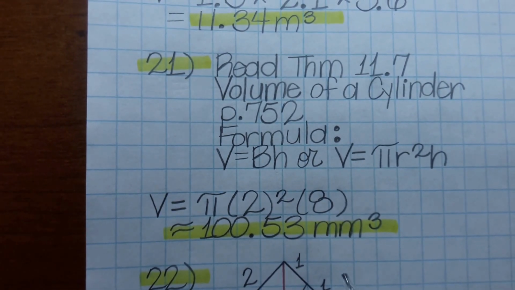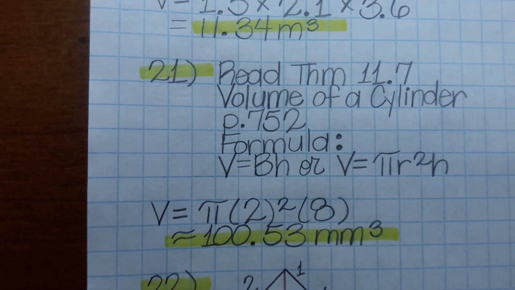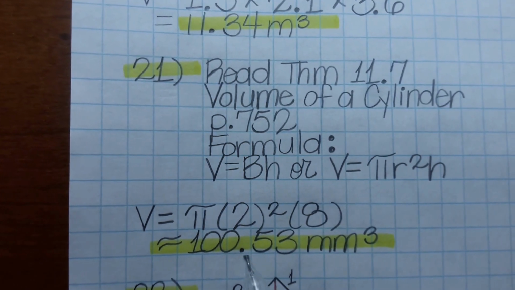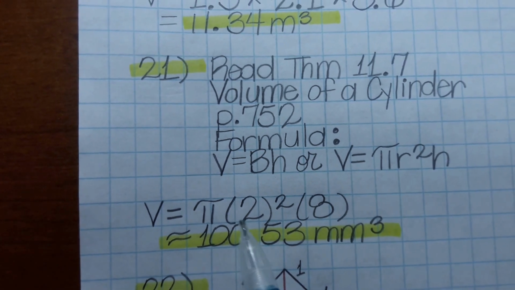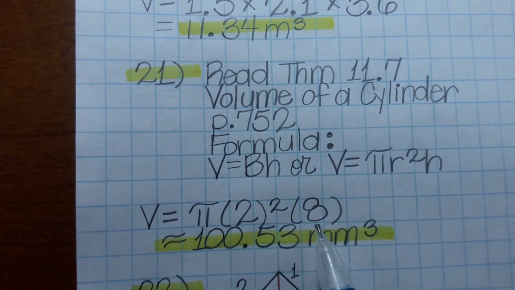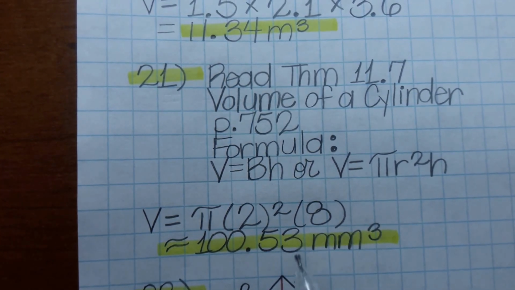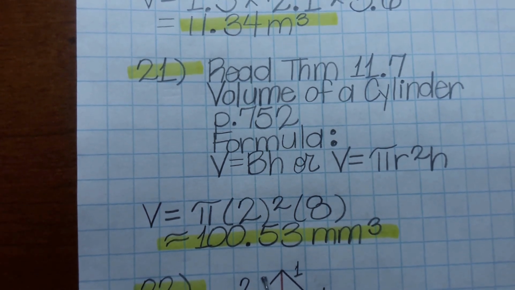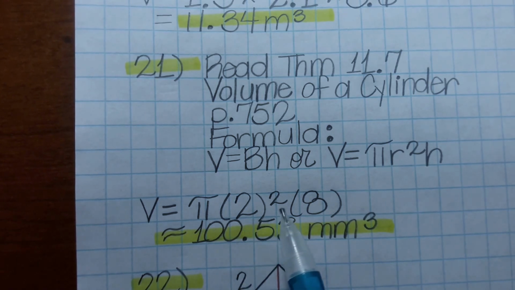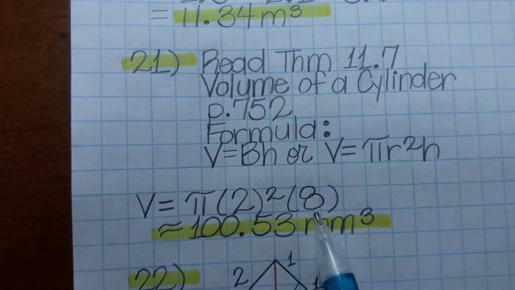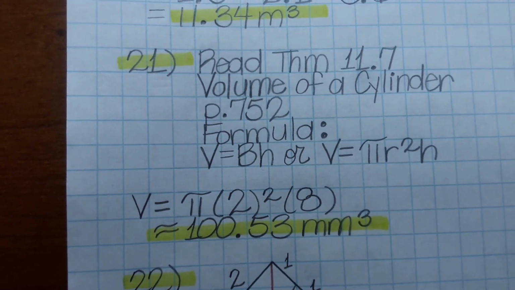On the given information, if I look at my information, they gave me the radius. The radius is 2. So I want to use my second formula instead of the first one because they gave me a radius of 2. And they gave me my height already, which is also 8. So from here, I just take my calculator, and you should be very familiar with the calculator by now. You're going to say second pi times 2, hit the x squared button, times 8, and you should get 100.53 millimeters to the third power.